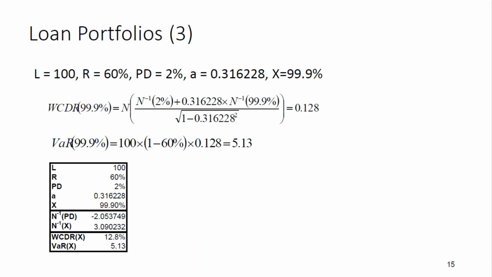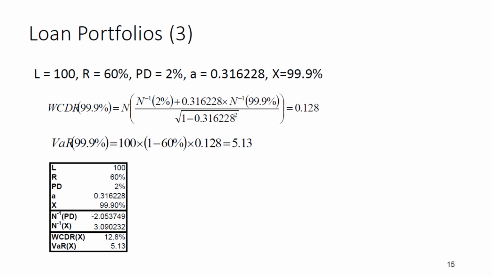So I did a simple calculation for that. We look at a loan amount of 100, a recovery rate of 60%, and a probability of default, which arises from a rating agency, of 2% for this loan. The sensitivity for the common factor is 0.316228. And we look at certainty levels of 99.9%, which means that this bank has high standards for its capital adequacy. So what's the worst case default rate at 99.9%?